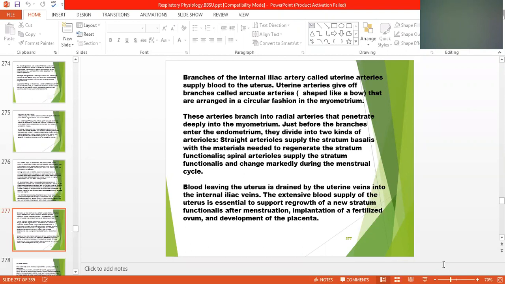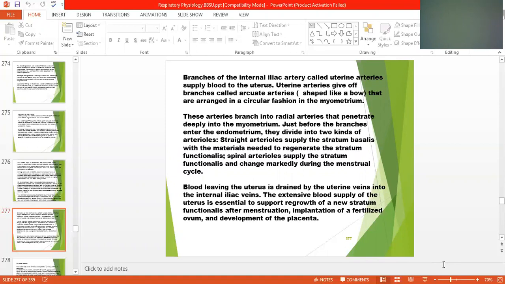The uterine artery gives off branches called the arcuate arteries, shaped like a bow, that are arranged in a circular fashion in the myometrium. Myometrium means the muscles of the uterus. These arteries branch into radial arteries that penetrate deeply into the myometrium.